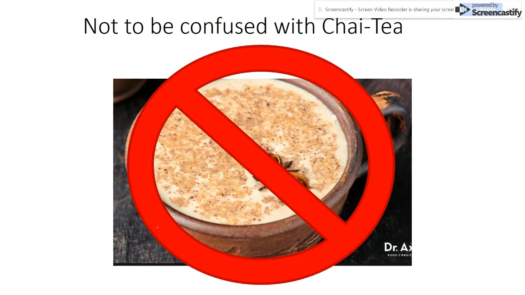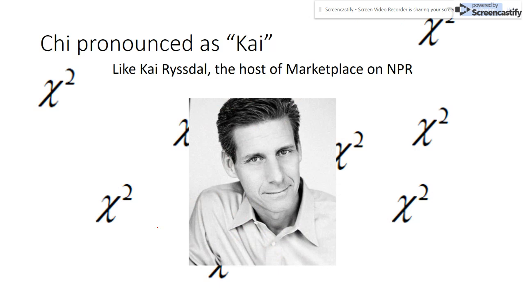Just to clarify, chi-squared is pronounced chi, not chai. Okay, it's chi-squared. Get that in your brain now. If you're familiar with NPR, Kai Ryssdal, he's the host of Marketplace on NPR. There he is. It's pronounced as his name, chi.